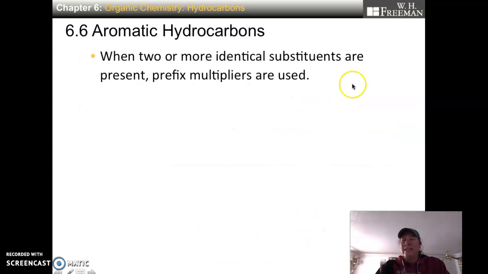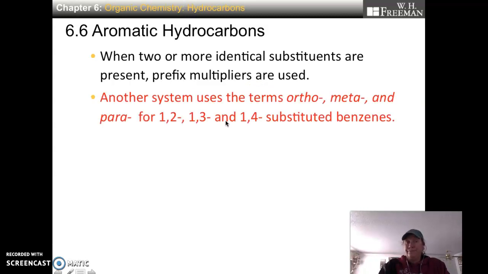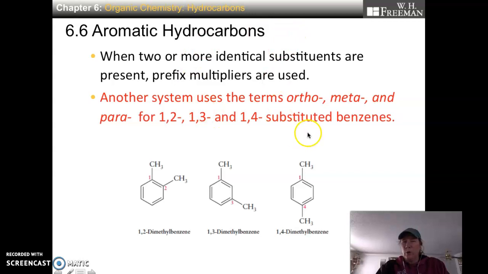When you have 2 or more identical substances, you use the multipliers like di, tri. If there was 4, you use tetra, okay? They do have a system with benzenes where they use the word ortho. Ortho means the first and second. Meta means the first and third, and para means the first and fourth.